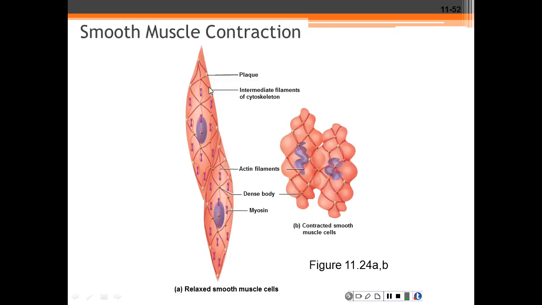So here we are with a relaxed smooth muscle. Here's the plaque, here are your intermediate filaments. Here's your actin, there's that dense body, and there is the myosin, the dark purple ones. Okay, now this is in a relaxed state. Then when it contracts, don't forget the actin filament and the myosin don't change in length. All they do is slide over each other.